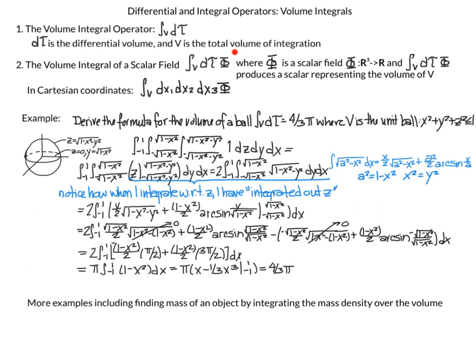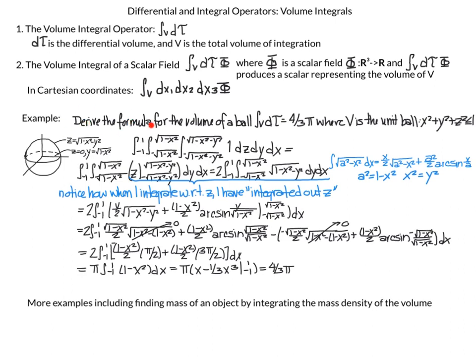And then what else do we have? When we do this volume integral, we always produce a scalar representing the volume of V. In Cartesian coordinates, we have another kind of way of writing this. And then the majority of the rest of the video is doing some examples.